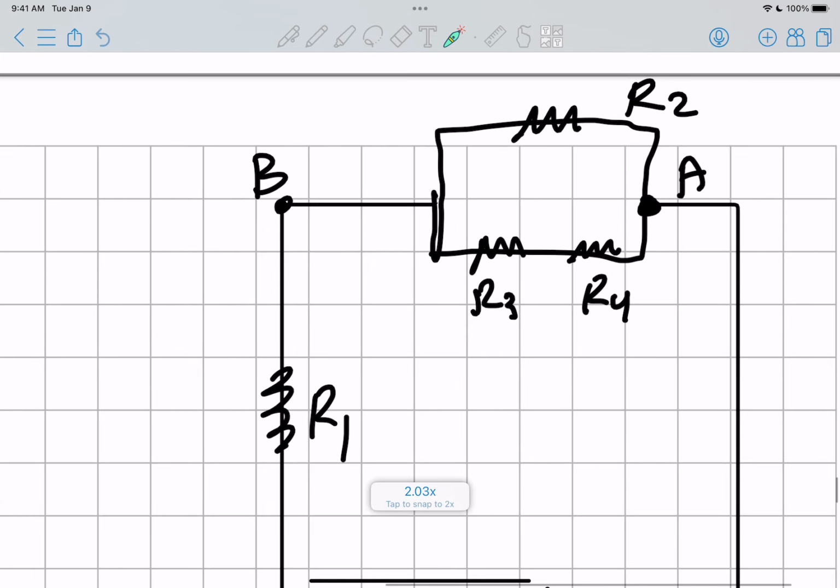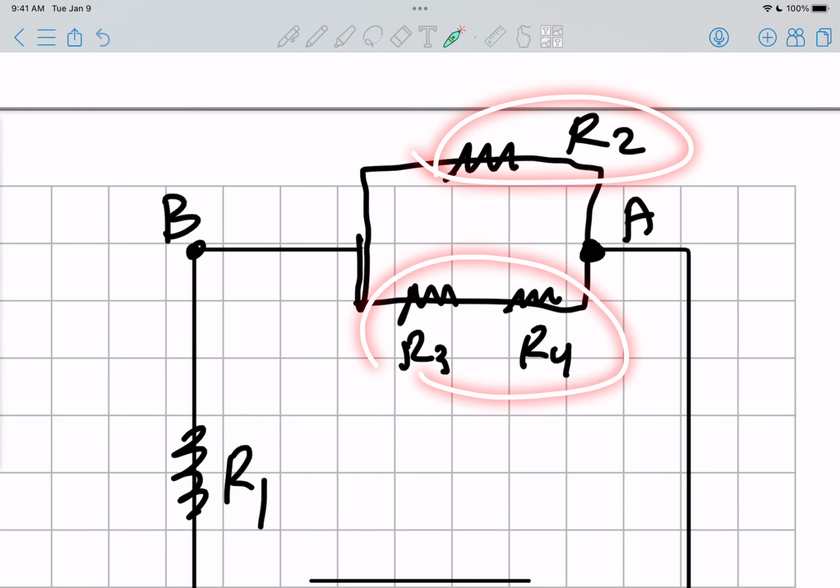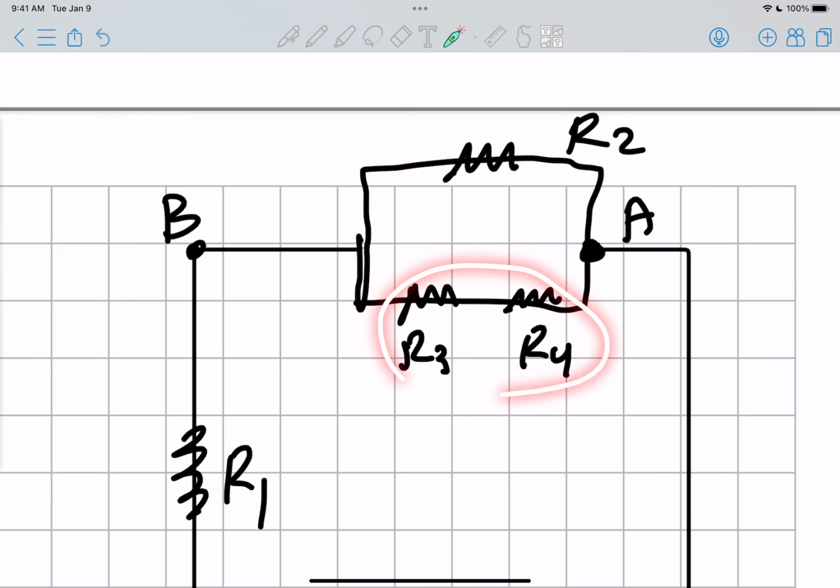All right, how can we simplify this down? Well, we have R2, that's on one branch, and we have R3 and R4 on the other branch. How can we simplify this down? What's the relationship between these two resistors? What's the relationship between these two resistors, R3 and R4?